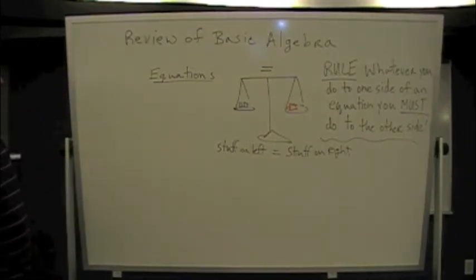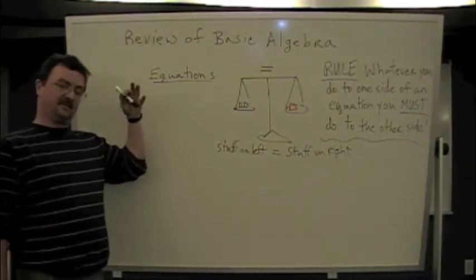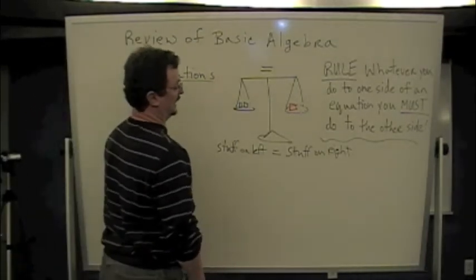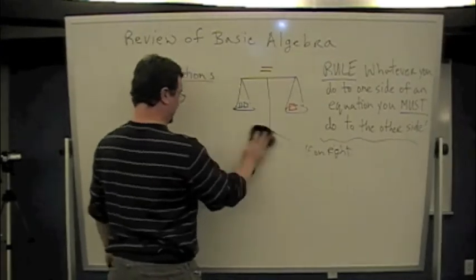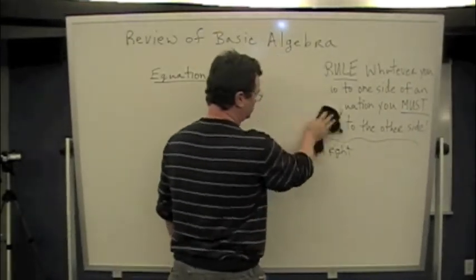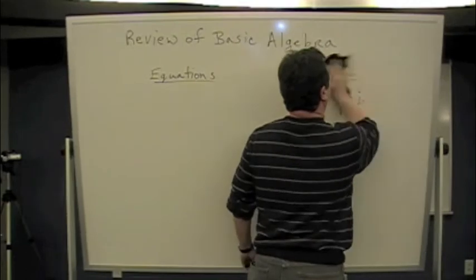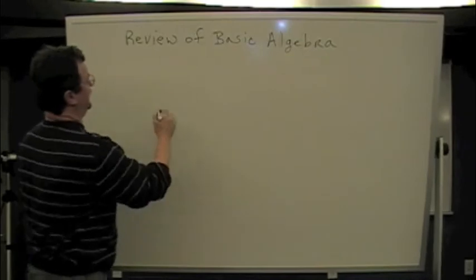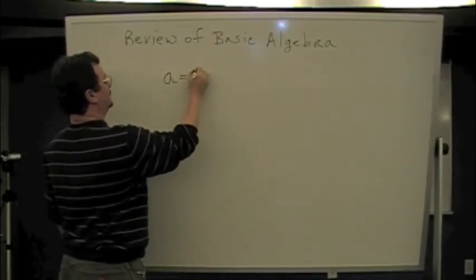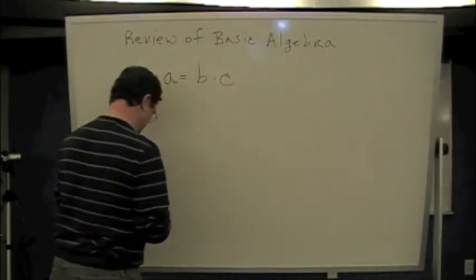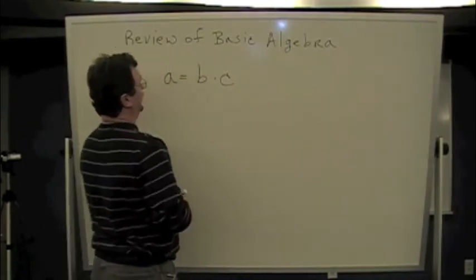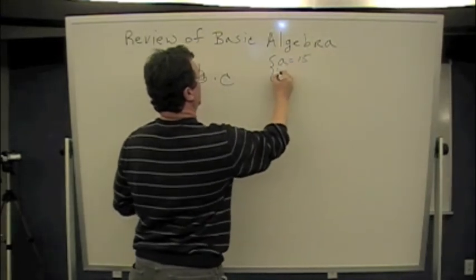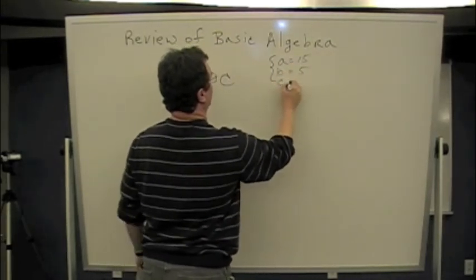So let's do an example. And again, just like with the scientific notation, I'm going to start off with an example that's so simple that we would never actually use this method to solve it, because we could probably do it in our head, or at least I hope so. So let's say we have an equation A equals B times C. And I happen to know that A is equal to 15 and B is equal to 5, and I want to know what C is.